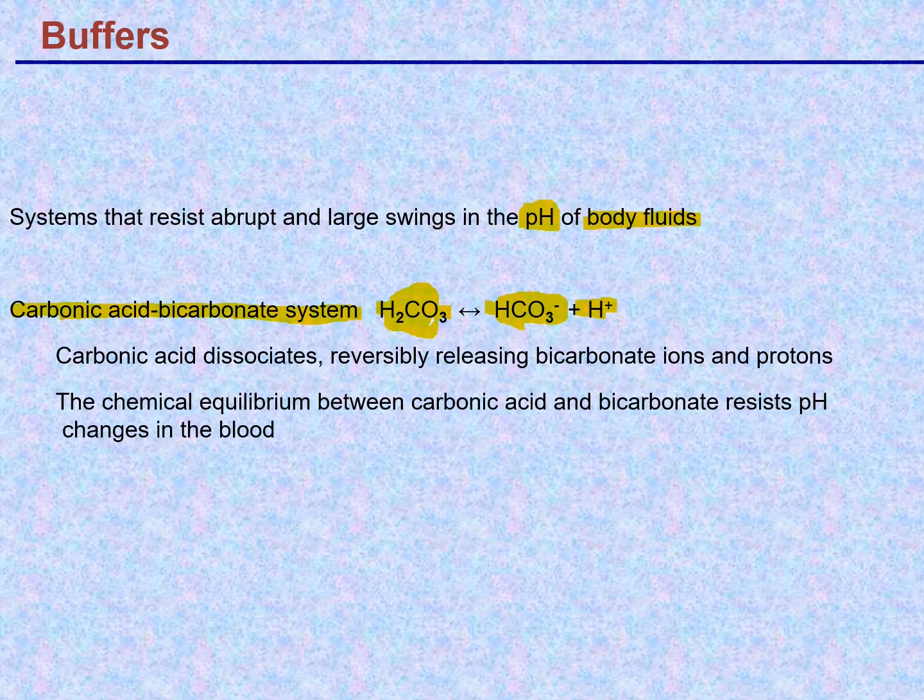Carbonic acid can dissociate. It's reversible. You see there's a double-headed arrow there, so it can go back and forth, and will release bicarbonate ions and protons. The chemical equilibrium between them helps to resist pH changes, because if you have more hydrogen ions going in, which could make the solution more acidic, they will tend to bind to the bicarbonate and form carbonic acid, which is quite a weak acid.